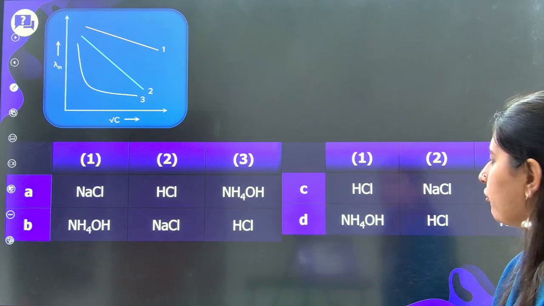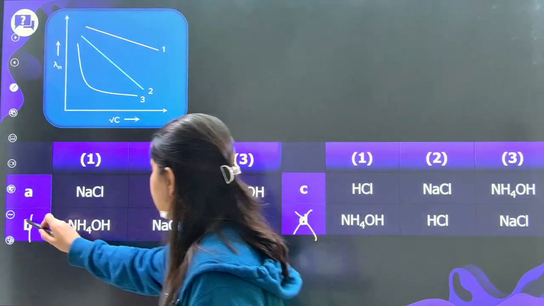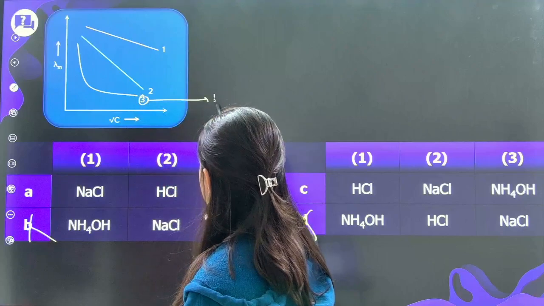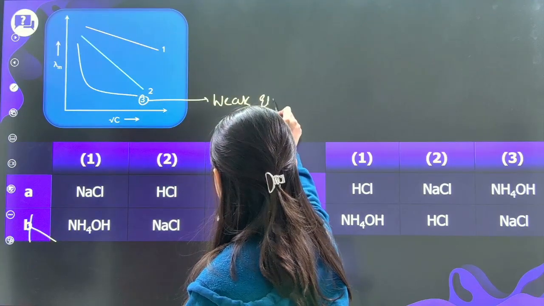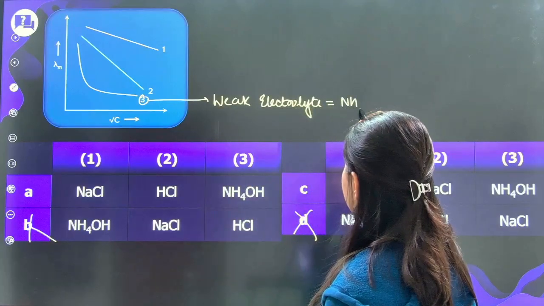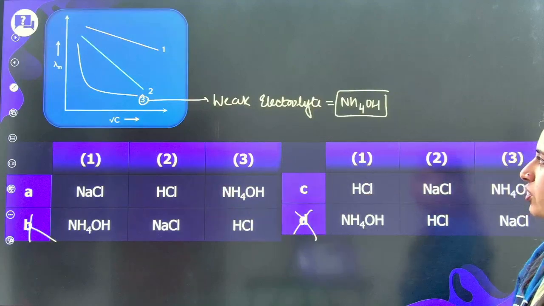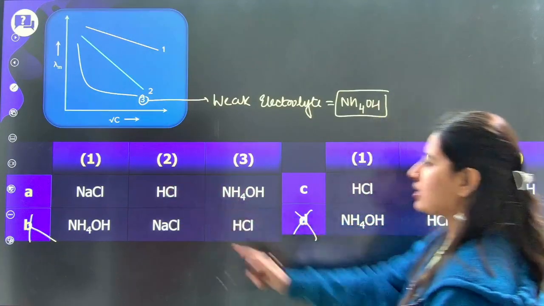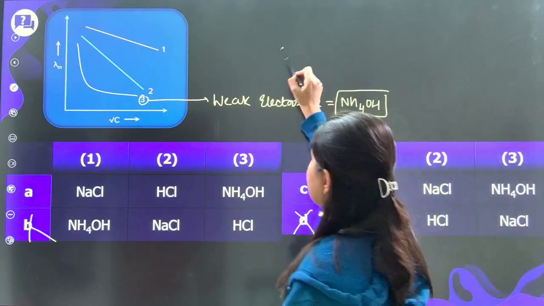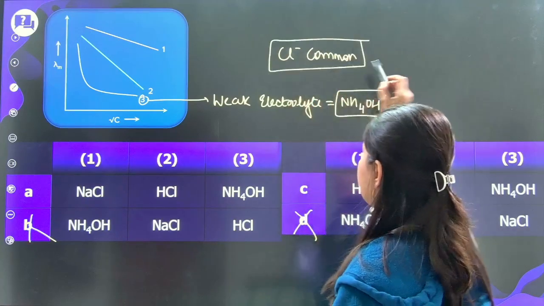See, the only confusion, I think everybody will rule out option D and option B, because clearly this third one is for a weak electrolyte. No doubts about that. And since this is about weak electrolyte, we have just one weak electrolyte with us, which is ammonium hydroxide. So either the answer is option A or option C. Now we have to decide amongst 1 and 2. Mind you, Cl minus is the common one. So no change because of the Cl minus.